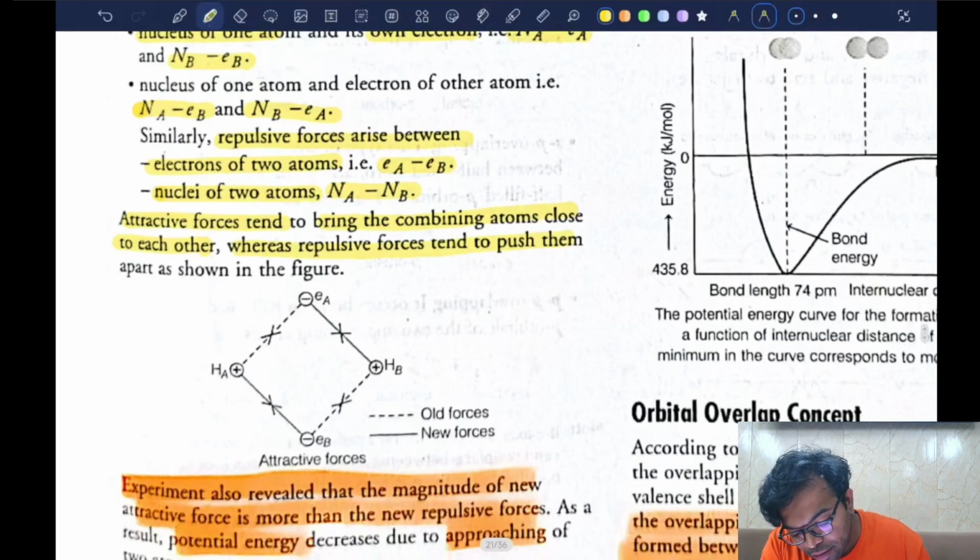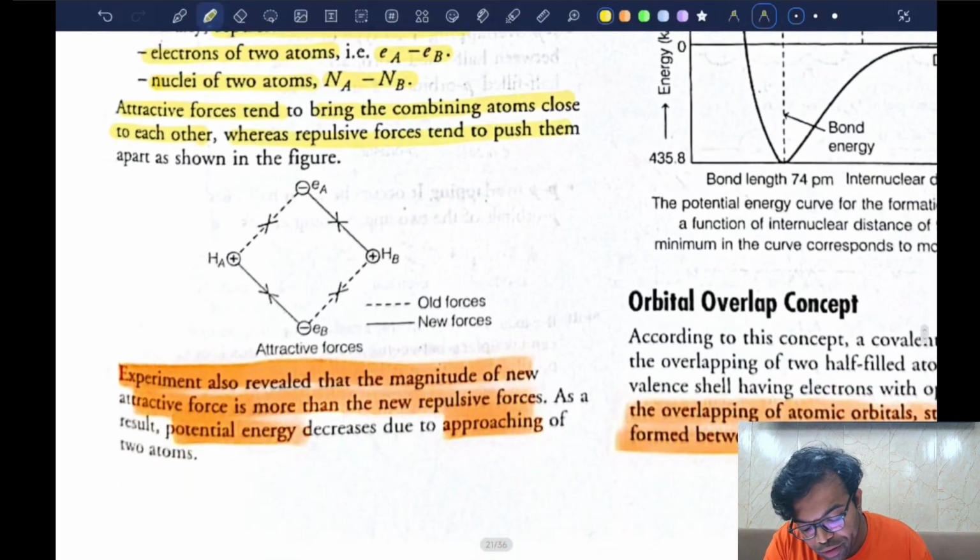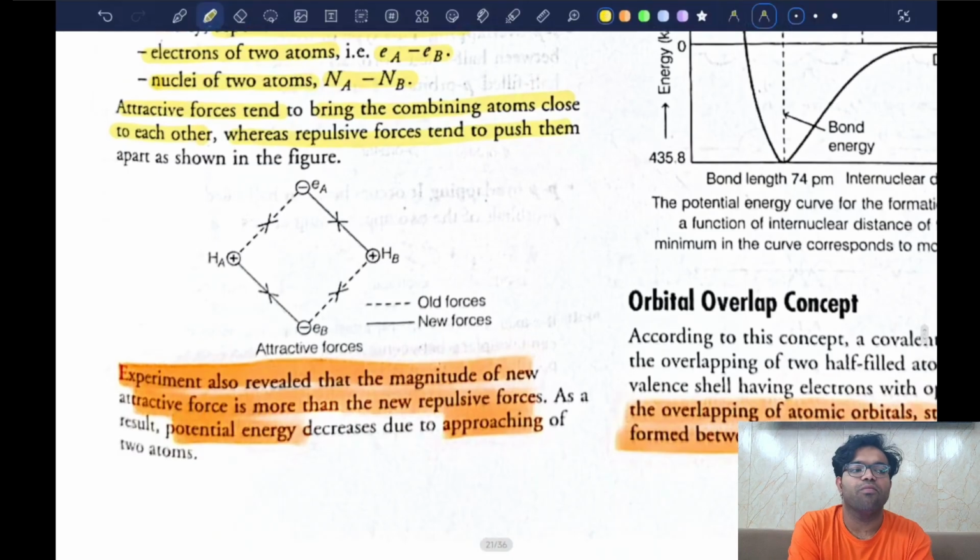Now, experiments also reveal that the magnitude of the new attractive force is more than the repulsive force. This is something crazy. The attractive force between the two atoms is always going to be greater than the repulsive force. That is the reason why bonding takes place.